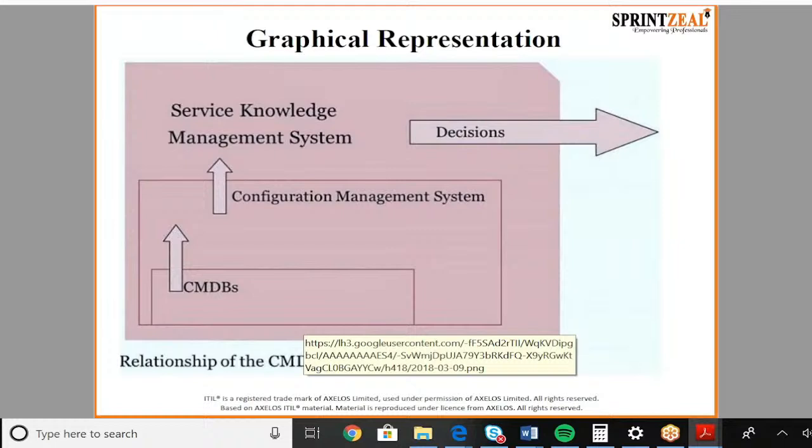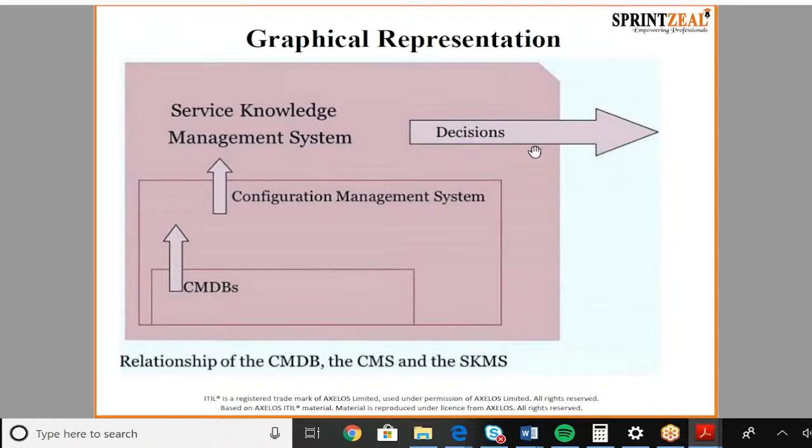So your service knowledge management system could be your CMS, which is in one tool, and your availability information could be in another tool, and your capacity information could be in another tool. But the whole point is that all of those databases and repositories feed information into your service knowledge management system. And through that system, the organization is able to make informed decisions.